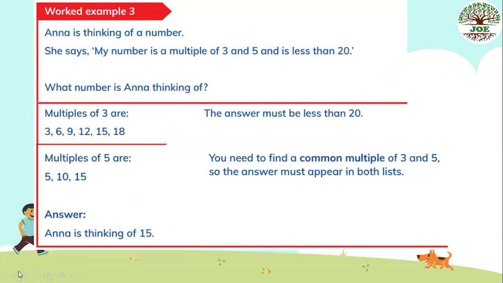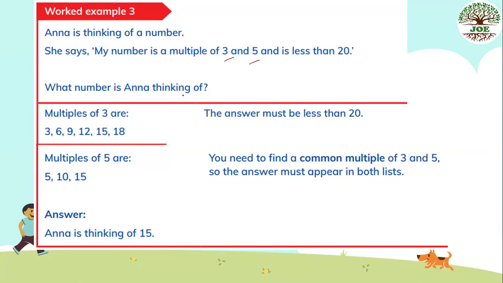Okay, watch example 3. Anna is thinking of a number. She says, my number is a multiple of 3 and 5 and is less than 20. So what number is Anna thinking of? We have to find out what Anna's number is.